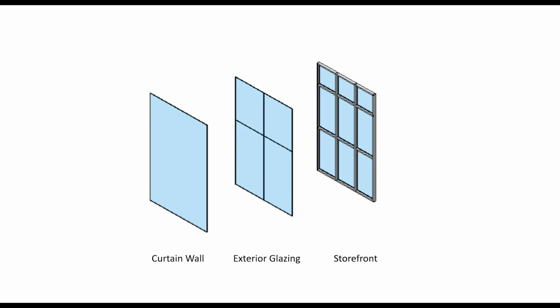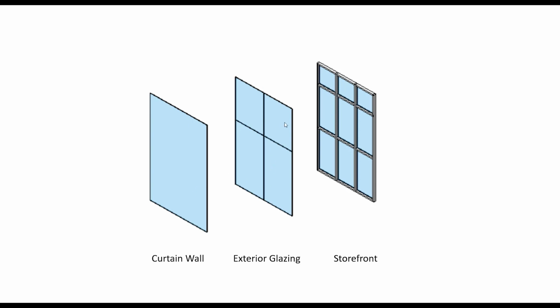From left to right, the first image is curtain wall. Curtain wall has no grids or mullions, as you can see here. So this wall type actually provides the most flexibility. But in using this type, you need to create everything yourself. So that might not be a suitable choice for fast and speedy modeling.